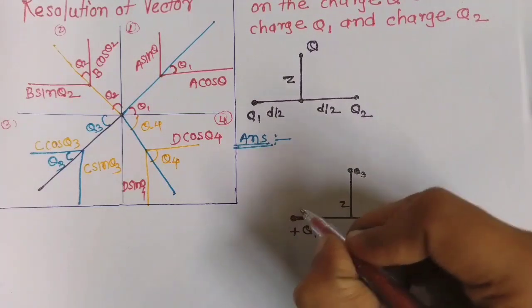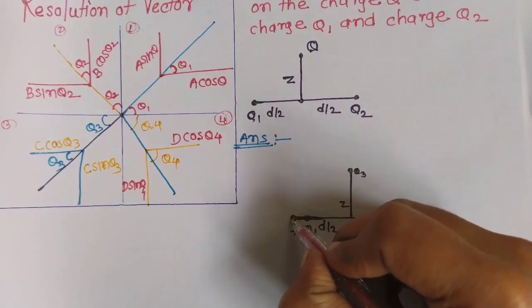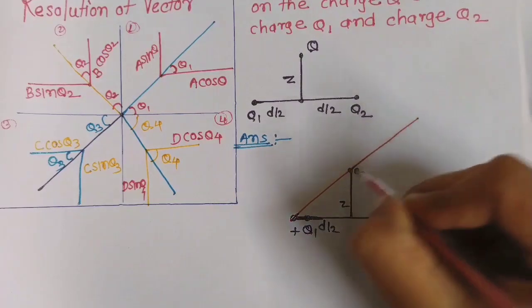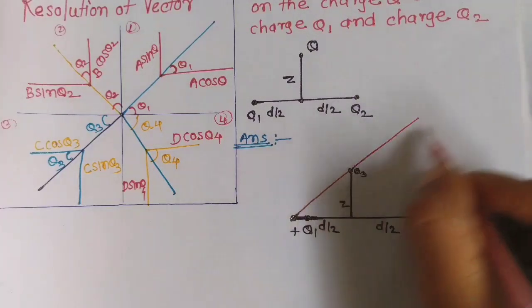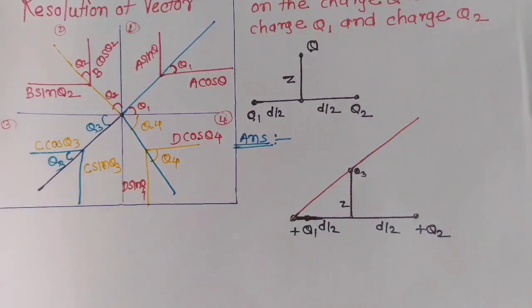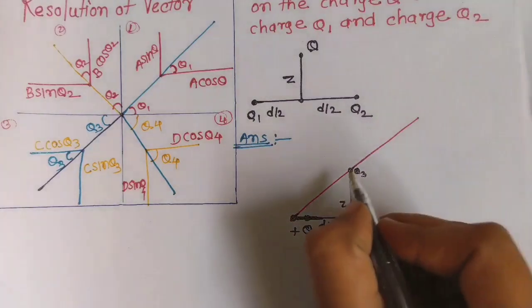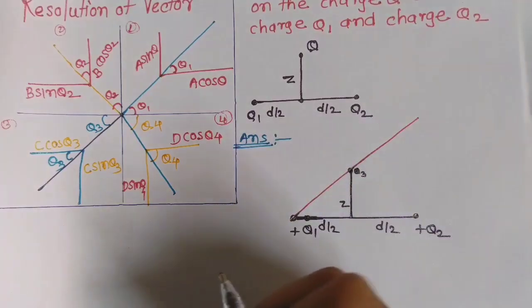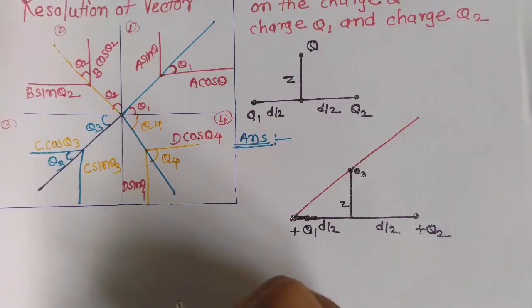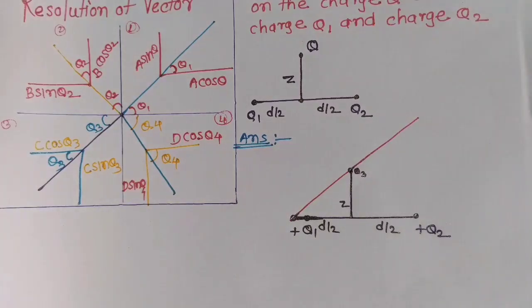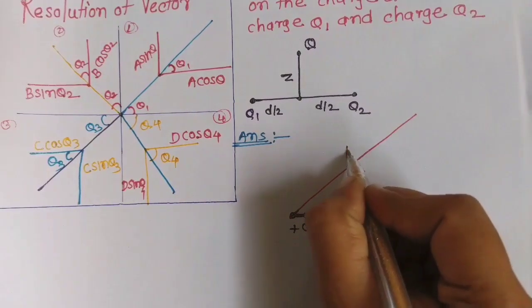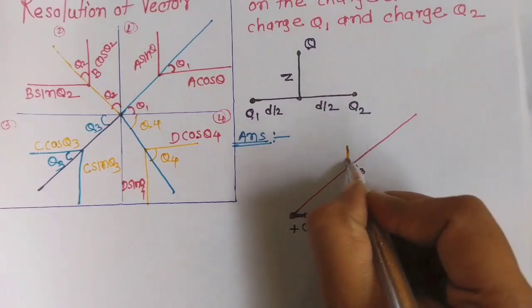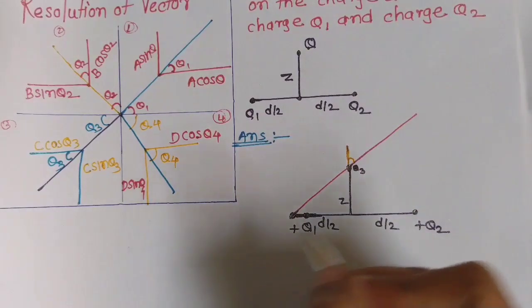First, we find the net force on the charge Q3 due to charge Q1. We join these two charges, and both charges have the same polarity, positive, therefore they repel each other, and the direction of the force is away from the charge. It makes an angle.